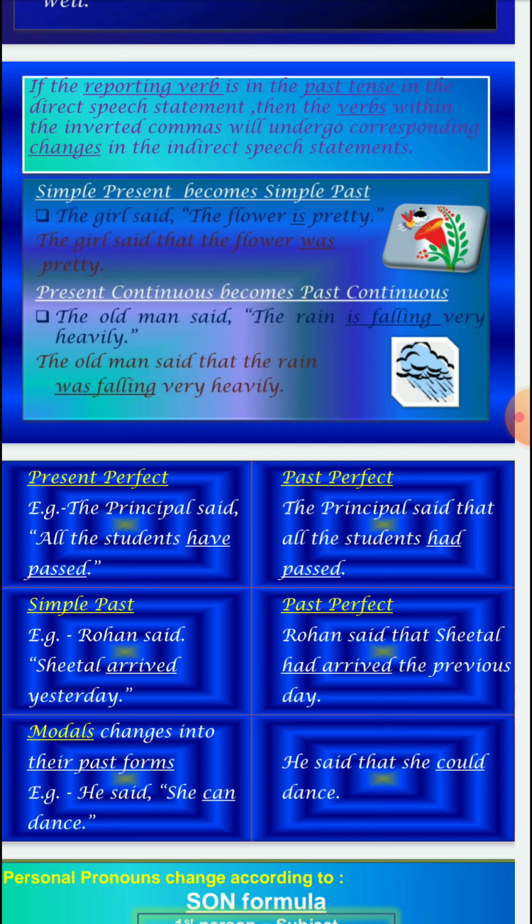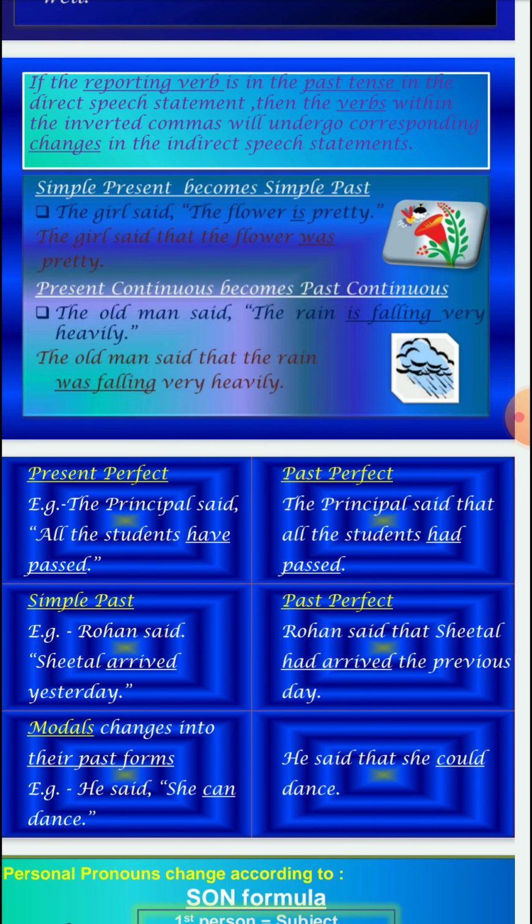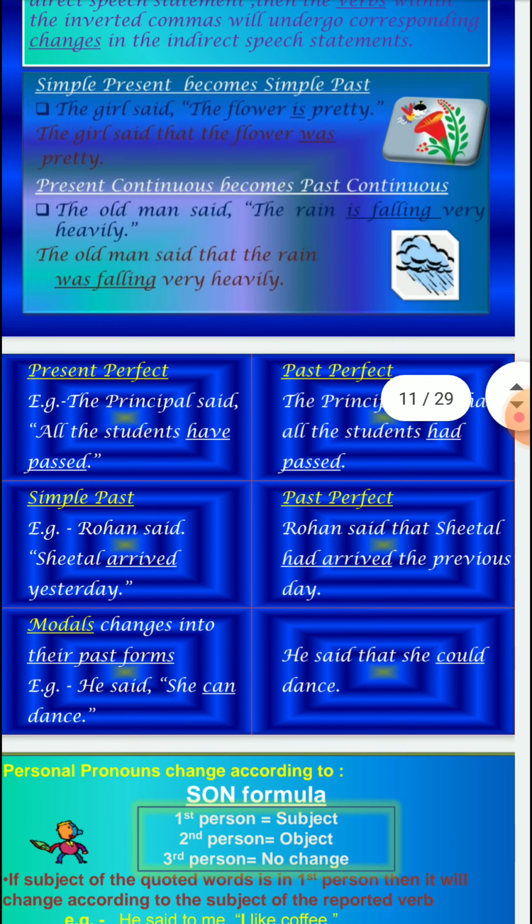Next type, present continuous becomes past continuous. As I told you, direct speech can be in any tense, but indirect speech will always be in the past tense. So present continuous will change to past continuous. For example, the old man said, the rain is falling very heavily, will change and become, the old man said that the rain was falling very heavily.